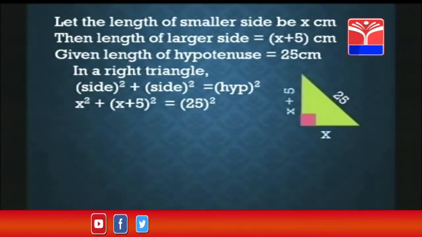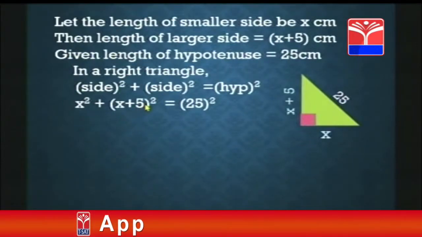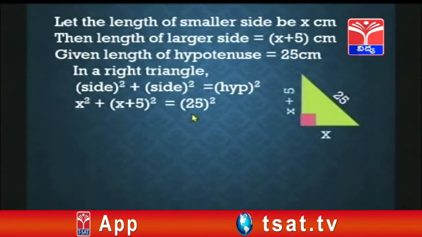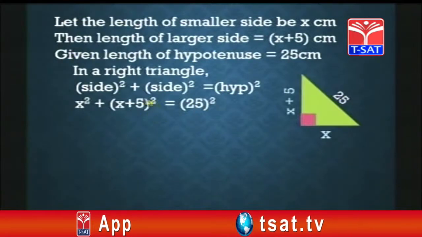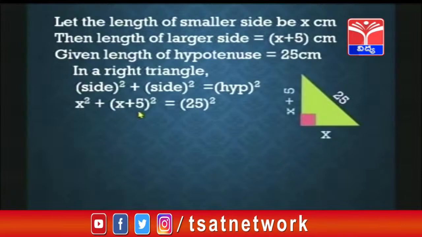So, side square plus side square is equal to hypotenuse square. When we substitute, we get x² + (x + 5)² = 25². Now, (x + 5)² is in the form of (a + b)² and you all know (a + b)² is equal to a² + b² + 2ab.